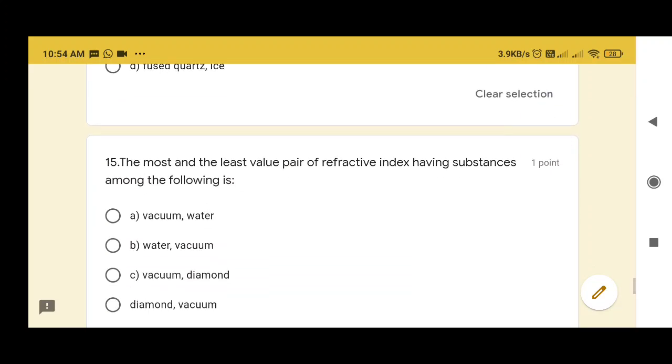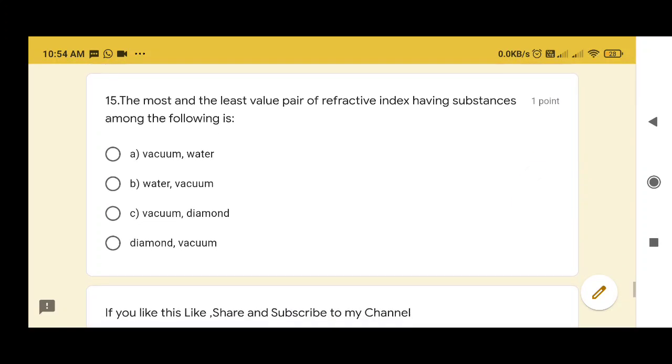The last one, 15th one. The most and least value pair of refractive index having substances among the following. Diamond has the most refractive index, vacuum has the least refractive index. That's why the answer is D.